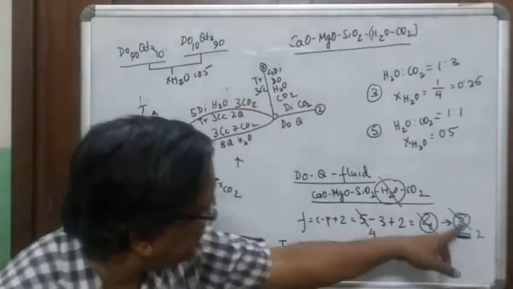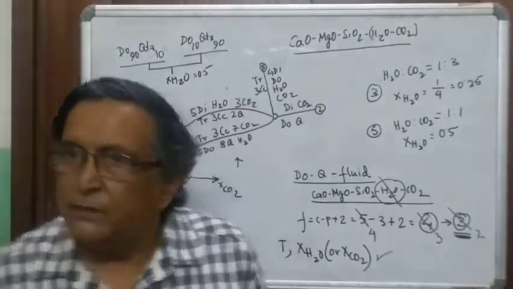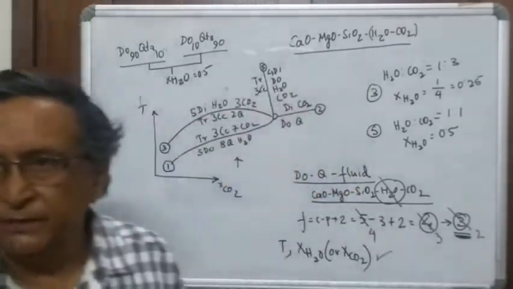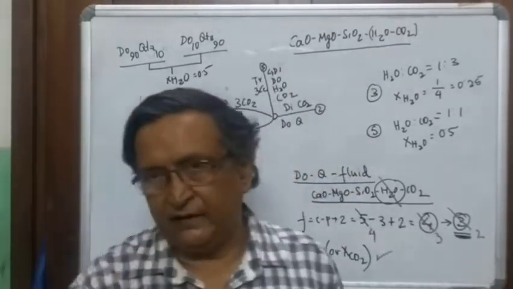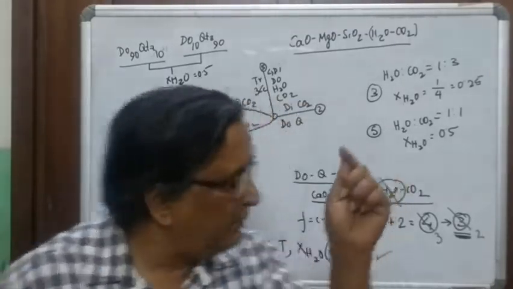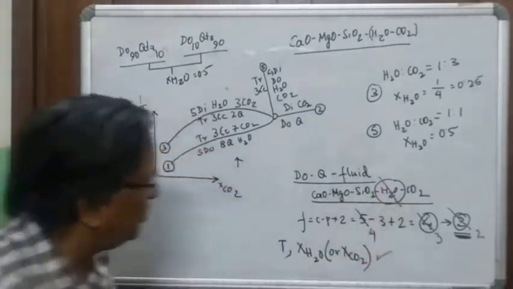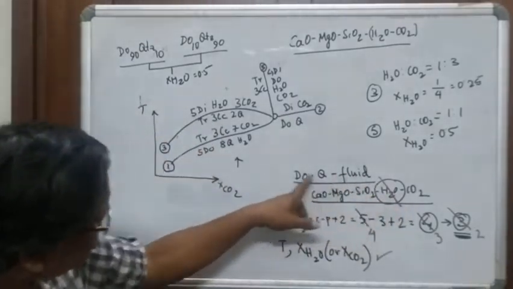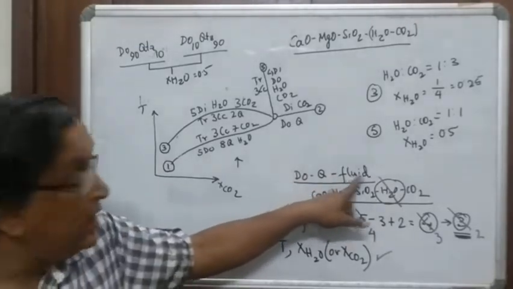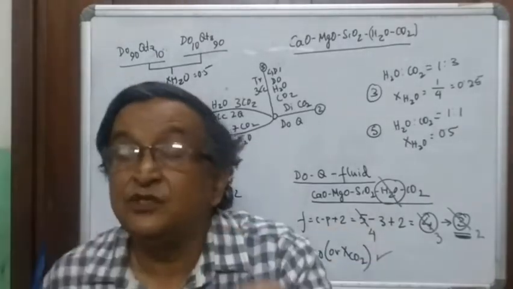At isobaric condition, it should be 3. And you're stuck with T and XH2, because XCO2 is 1 minus XH2. You made a mistake in your understanding of variance. Why? I don't need H2O. If you say that you have H2O in the fluid, it is taken care of because you already have CO2, and XH2O plus XCO2 is equal to 1.